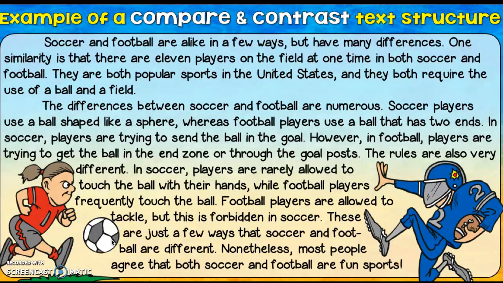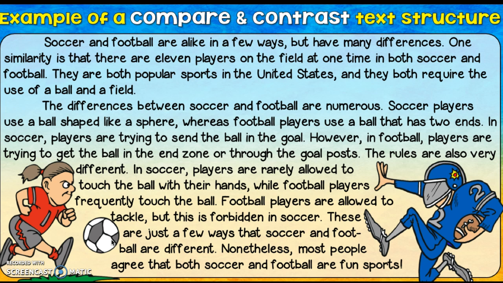All right, so we're going to read this paragraph, and then from here you will answer questions 5 and 6. Soccer and football are alike in a few ways, but have many differences. One similarity is that there are 11 players on the field at one time in both soccer and football. They are both popular sports in the United States, and they both require the use of a ball in a field. The differences between soccer and football are numerous.